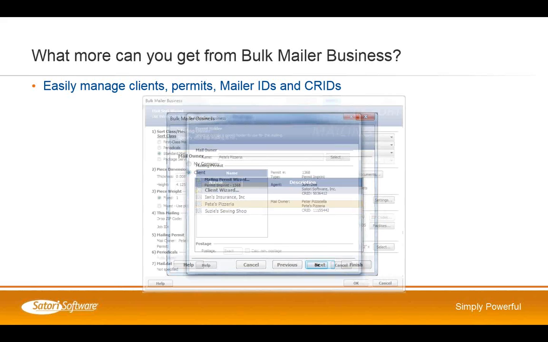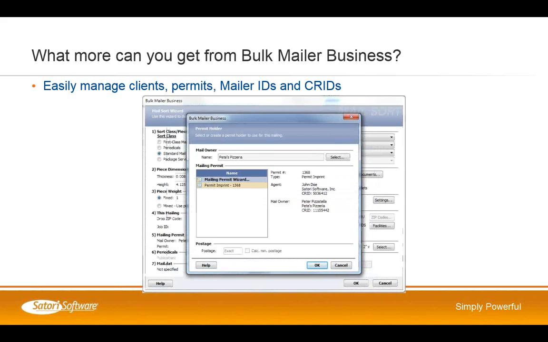So before, when you were in the mail sort wizard and selecting a permit, you would see every single permit for every single client that you have in your entire company, and probably some that are old that you don't even deal with those clients anymore. With Bulk Mailer Business, you have the opportunity to narrow it down to the permits that apply to that client and that client only. And of course, you can change the client here. So if you accidentally assign the wrong one on the first page, you can select a different client here on the screen, and then it'll just show the permits that are associated with that one.